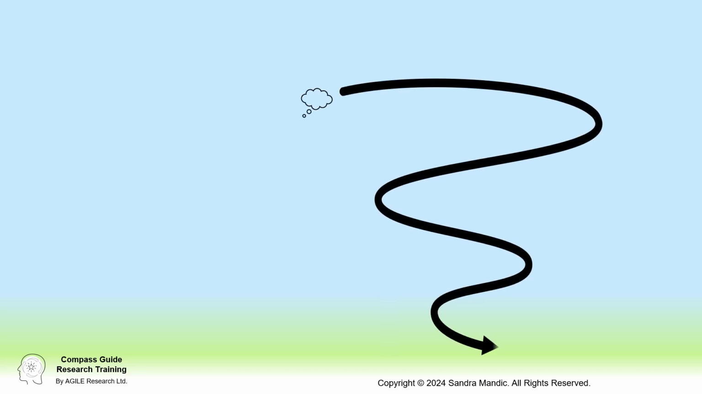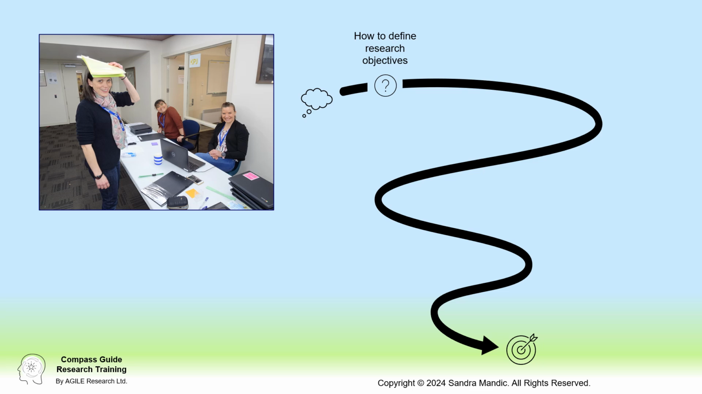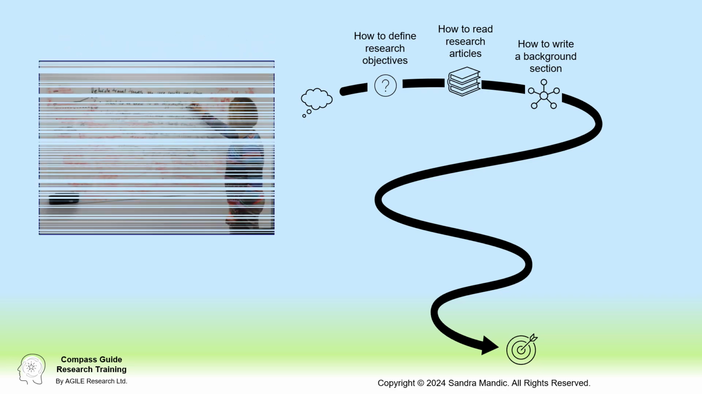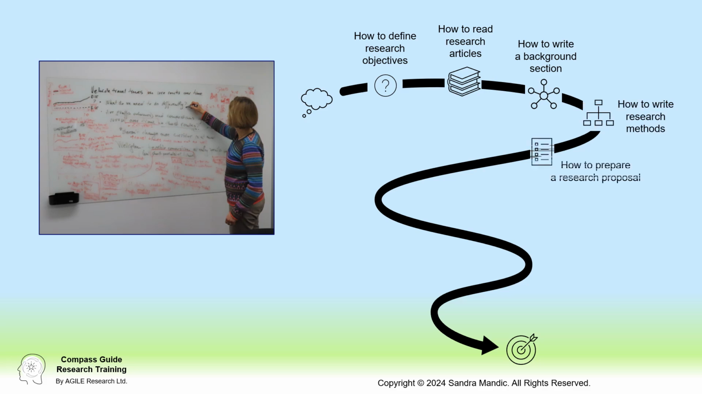This book will take you on a journey through the research process, from ideas and research questions to preparing effective research reports and presentations. Along the way, you will find tips for defining research objectives, reading research articles, and writing up the background section of your research report. You will also find guidelines for writing up research methods and putting together your research proposal.